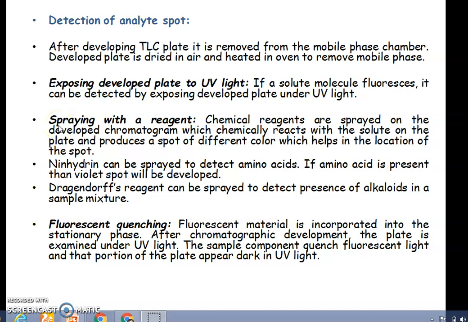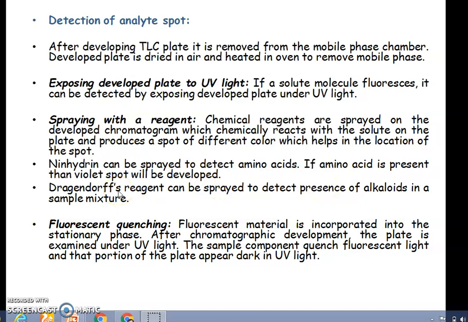The second method is spraying with a reagent. Chemical reagents are sprayed on the developed chromatogram, which chemically react with a solute on the plate and produce a spot of different color, which helps in locating the spot. Ninhydrin can be sprayed to detect amino acids, as one example, where the amino acid will appear as a violet colored spot. Another is Dragendorff's reagent, which can be sprayed to detect the presence of alkaloids in the sample mixture.